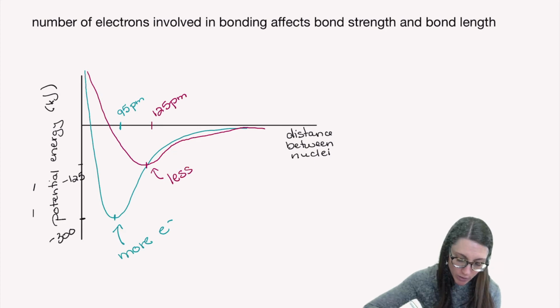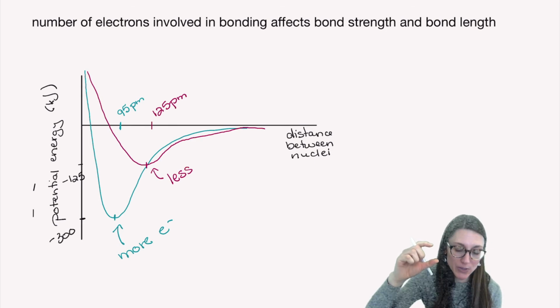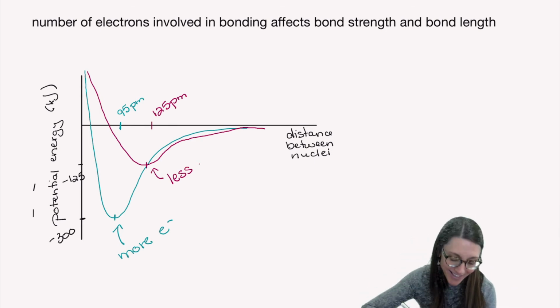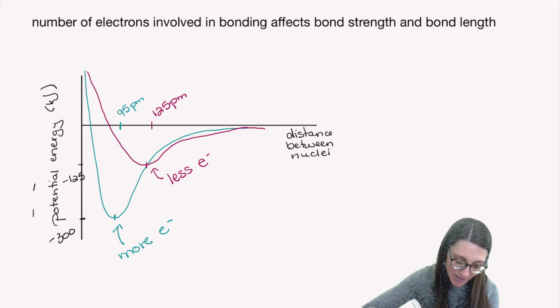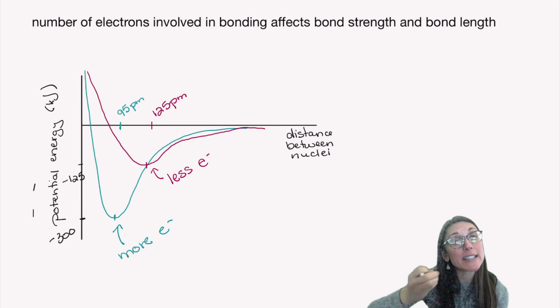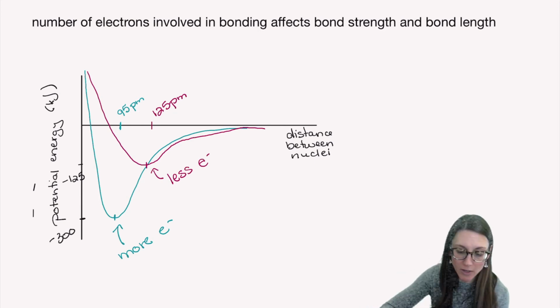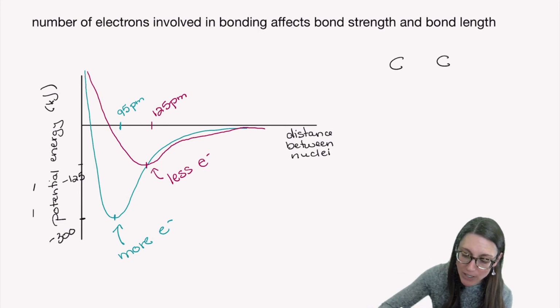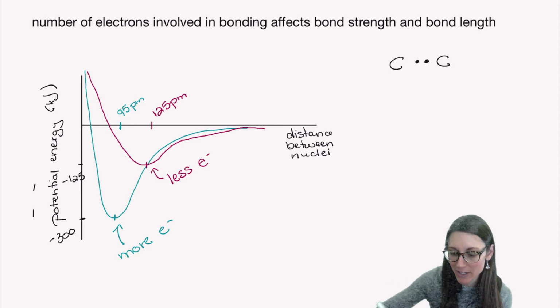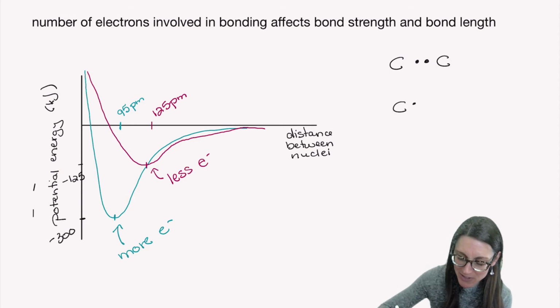Whereas the shallower well, with its weaker bond, so lower bond strength, smaller bond strength, and a longer bond length, is going to correspond to having fewer electrons involved in that bonding interaction. And we see this experimentally with things like bonds between carbon. Because if you've got two carbon atoms, you can have 2 electrons shared between those 2 nuclei in what we call a single bond. We'll talk more about this in just a second.